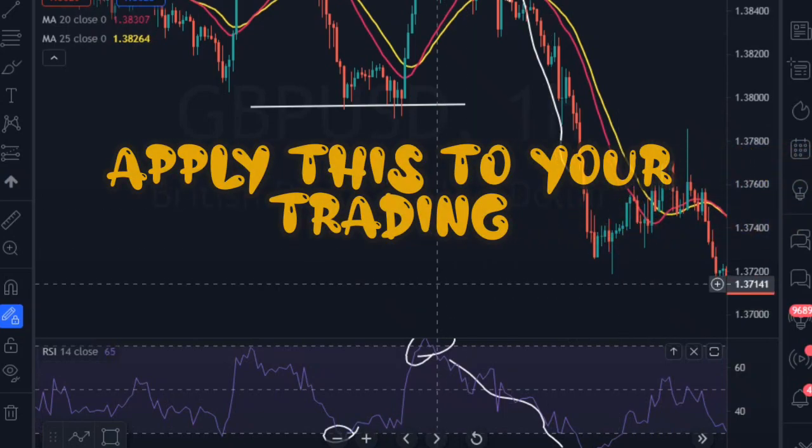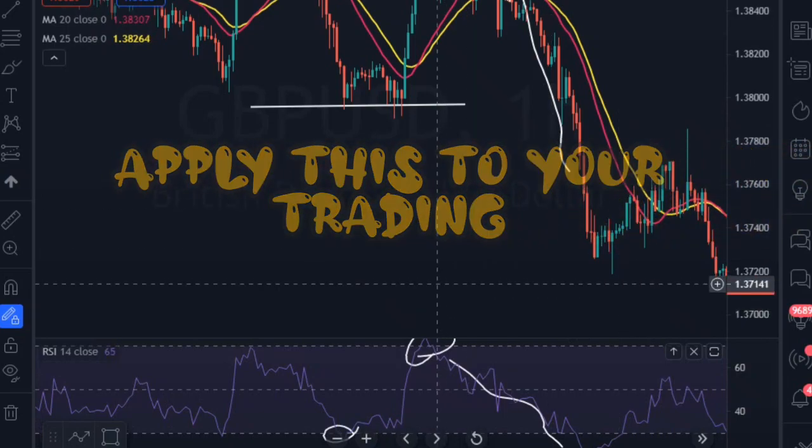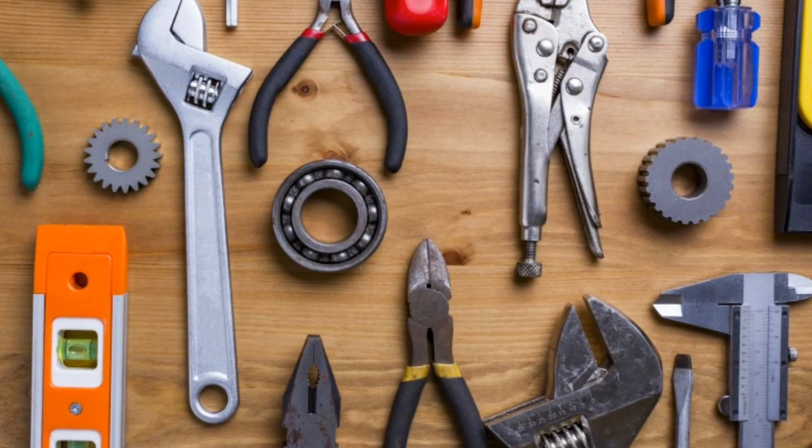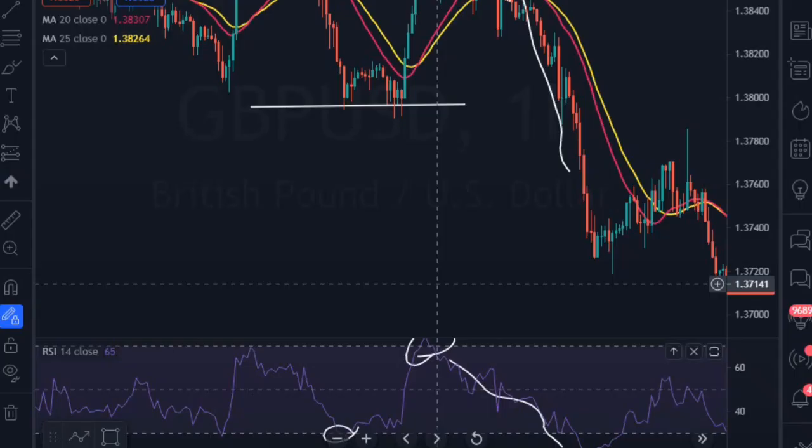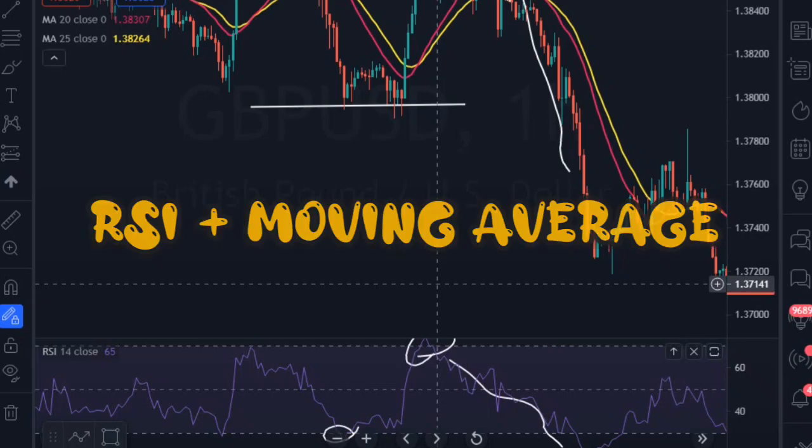So I want you guys to go apply this to your charts. I've given you guys the tools, I've given you the secret on how you can tweak the RSI to make it give you accurate signals. And yes, you don't have to use the RSI alone, you have to use the RSI with the moving average.